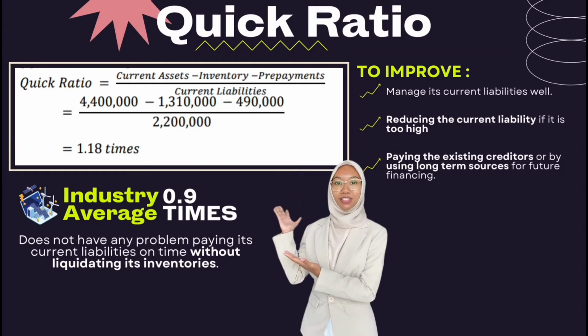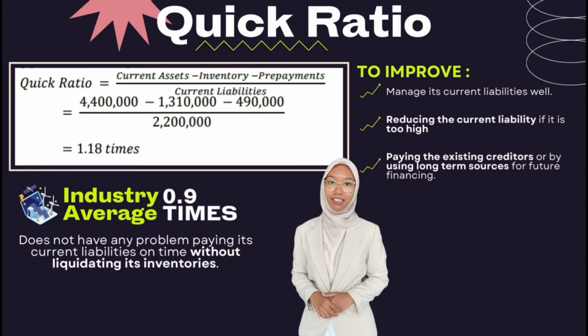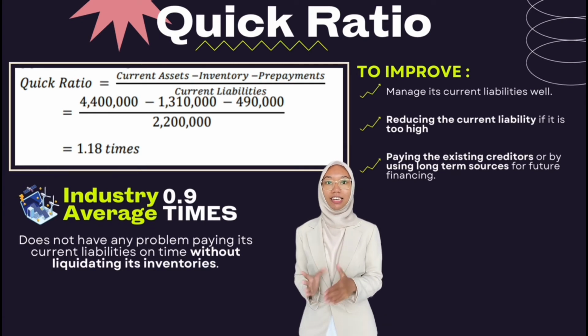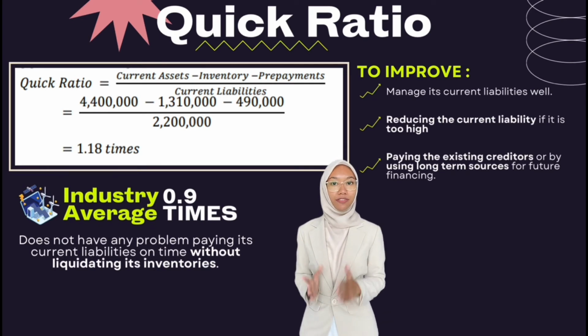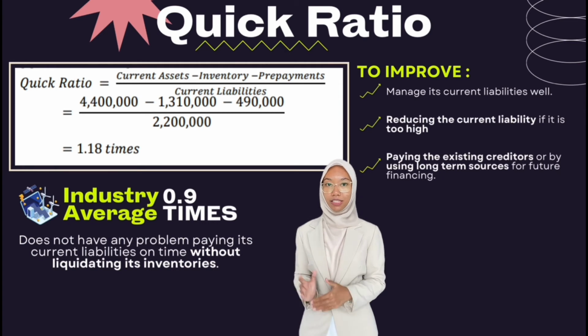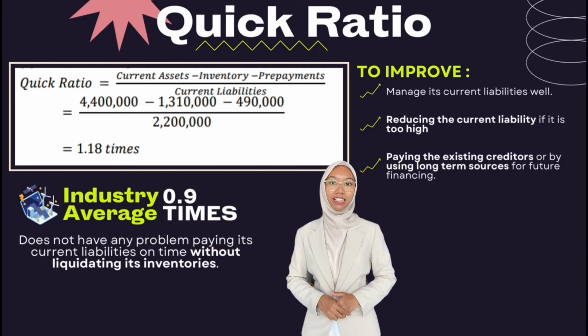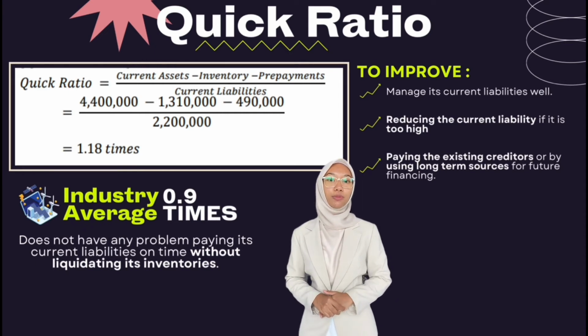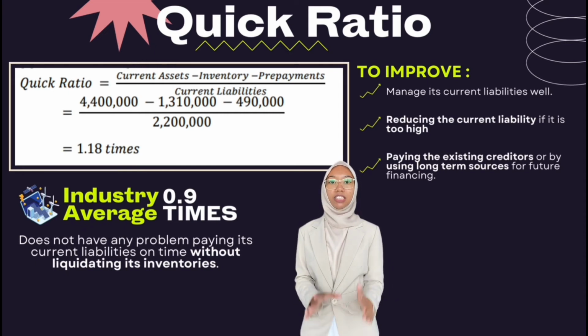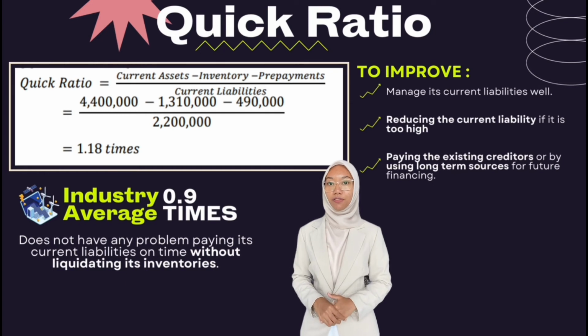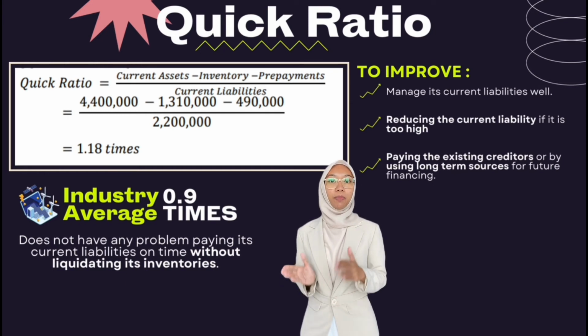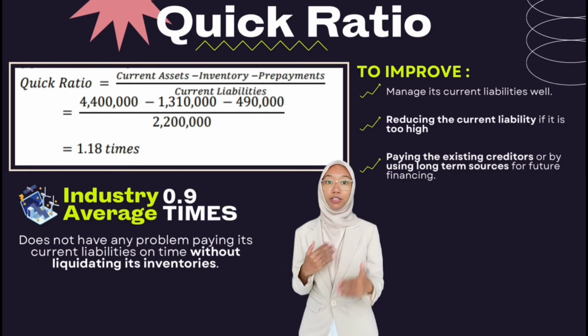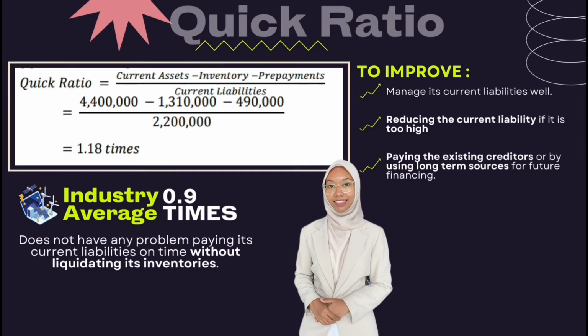However, Hikmat Bakti Berhad's quick ratio of 1.18 times is higher than the industry 0.9 times. It indicates that Hikmat Bakti Berhad does not have any problem paying its current liabilities when the need arises, as it will be able to pay its current liabilities on time without liquidating its inventories. To improve, the company should manage its current liabilities well, such as reducing the current liabilities if they are too high. This could be done by paying the existing creditors or by using long-term sources for future financing.